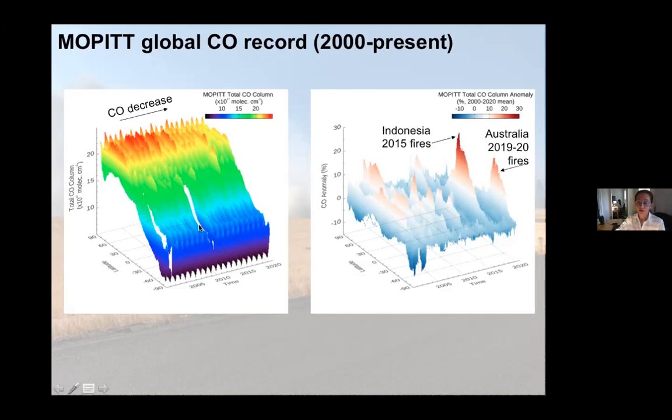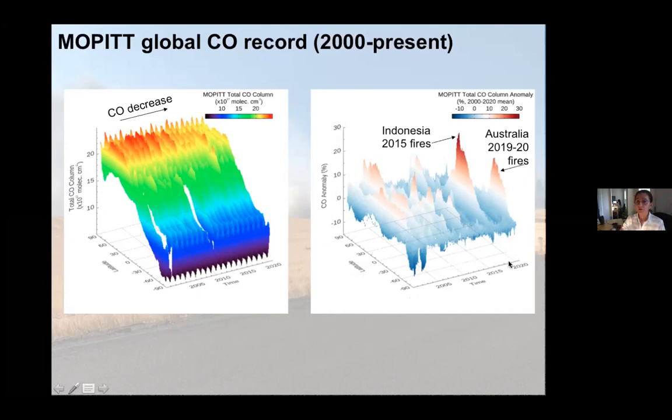Okay, and then, so this is total CO column, and here we have CO anomalies. So what I did is I calculated a monthly mean from the whole mission, and then I subtracted that monthly mean from the total column, and this is what you get. Let me move the window here. Okay, so this is what you can see, again, latitude, time, and in this case, anomaly in percent.